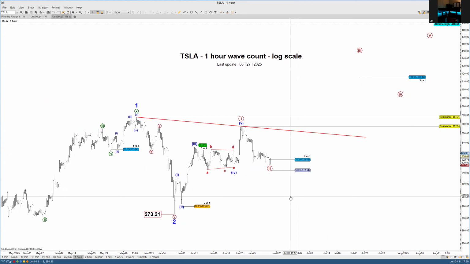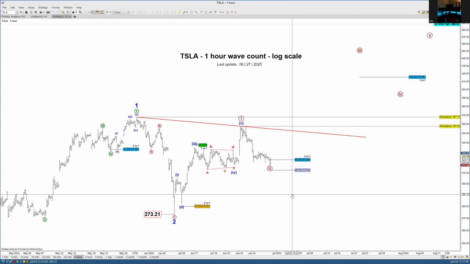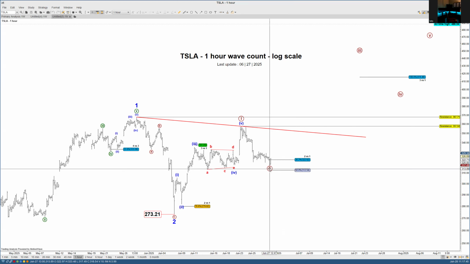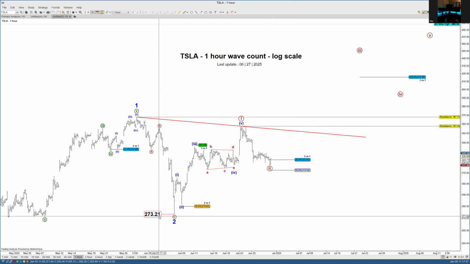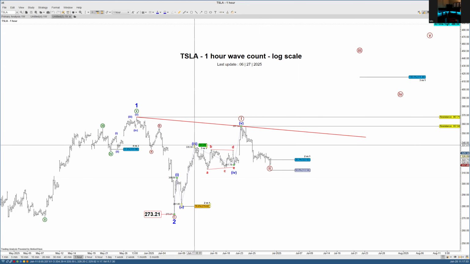Tesla. It's the only stock right now with a downswing. It's pretty pathetic, to be honest. The question now is, what is the wave? I don't know. Take a start from the 273.21 low. I mean, it's just a clear 5-wave move.